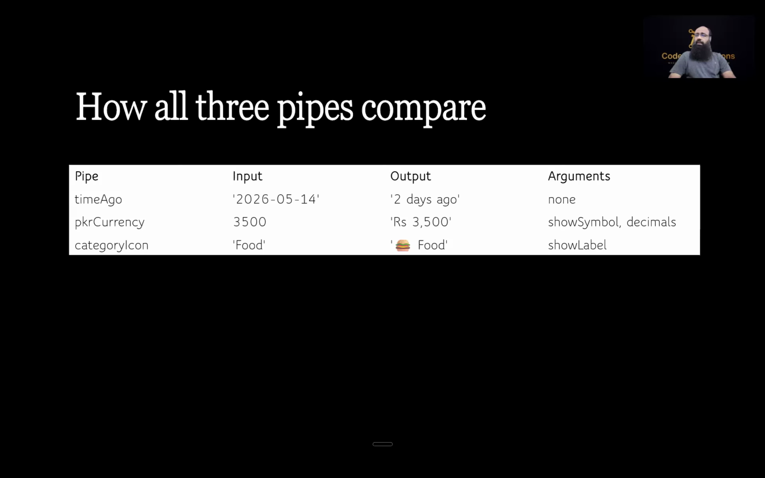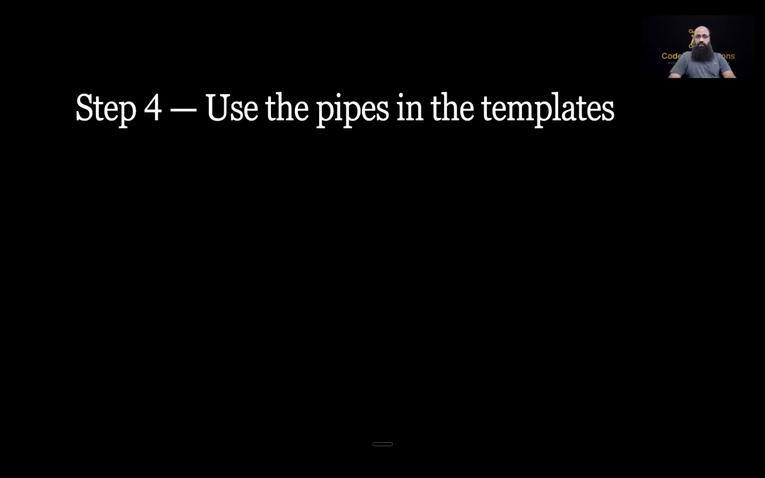Let's quickly compare all three pipes. In TimeAgo, the input is a date and the output is like 2 days ago, and there are no arguments. For PKR, the output is Rs 3,500, and the arguments are show symbol and decimals. And for the food pipe, the output is an icon, and showLabel is the argument being used.